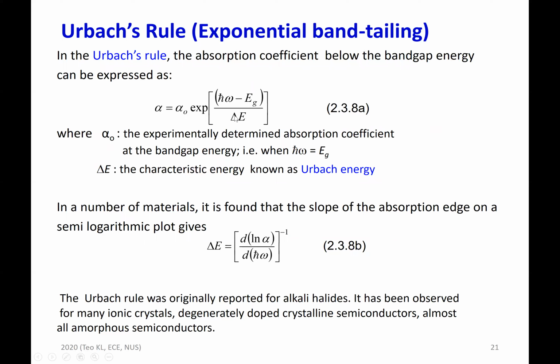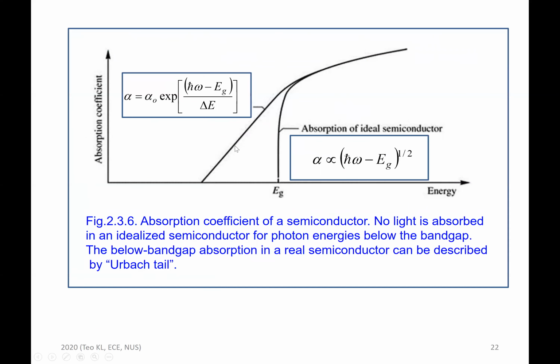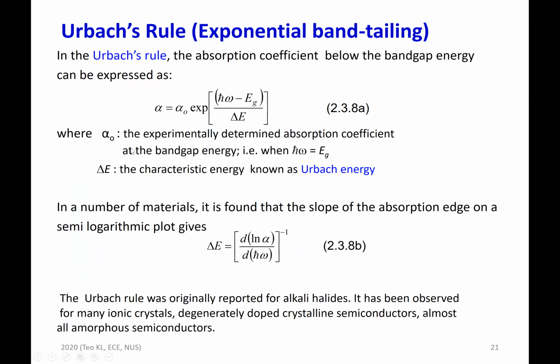Now, delta E is the characteristic energy, which is known as the Urbach energy. The Urbach energy determines how rapidly the absorption coefficient decreases below the band gap energy. So for example, if we were to plot this graph for the Urbach band tailing, from this curve you can find delta E. We call this the Urbach energy. You can obtain delta E from this equation: take ln on both sides, and then differentiate alpha with respect to h bar omega, and you can find delta E.